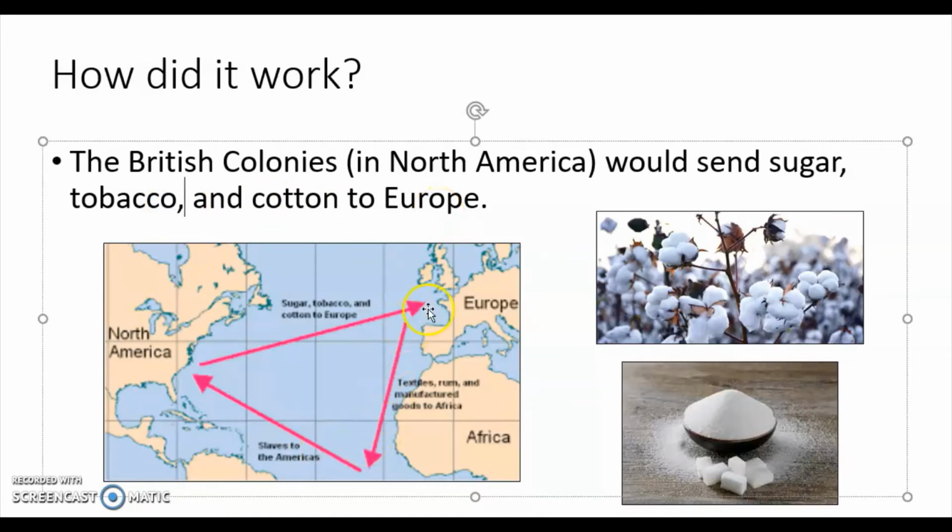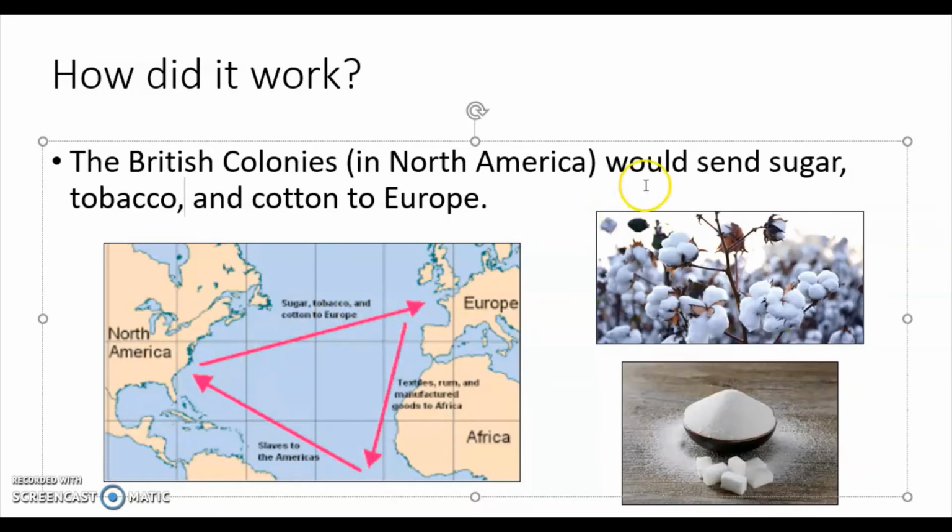Okay, so remember, we started in Europe. We gave them alcohol and cloth and other things. Then Africa kidnapped slaves and sent them to North America. And then North America would send sugar, that's what you put in tea or coffee, and what we put in cakes and cookies, and cotton, you know cotton, we have clothes made out of cotton. And tobacco is what they put in cigarettes to smoke, okay? So Europe to Africa, Africa to North America, and North America back to Europe.